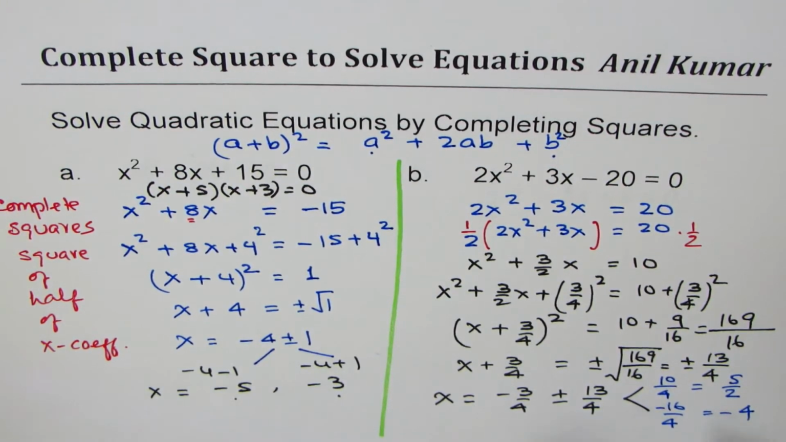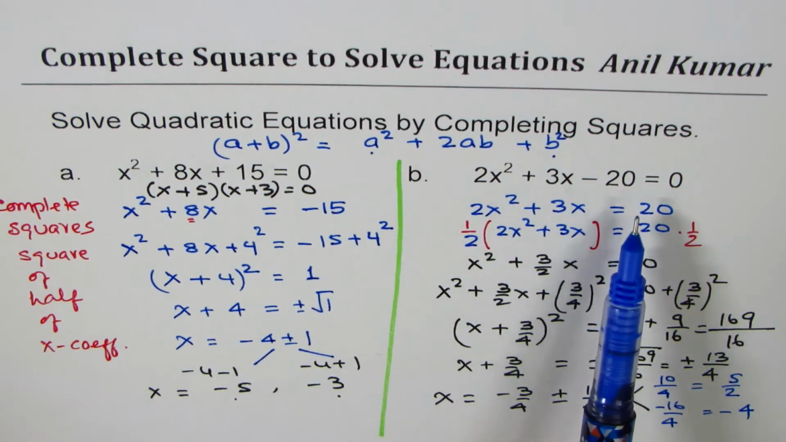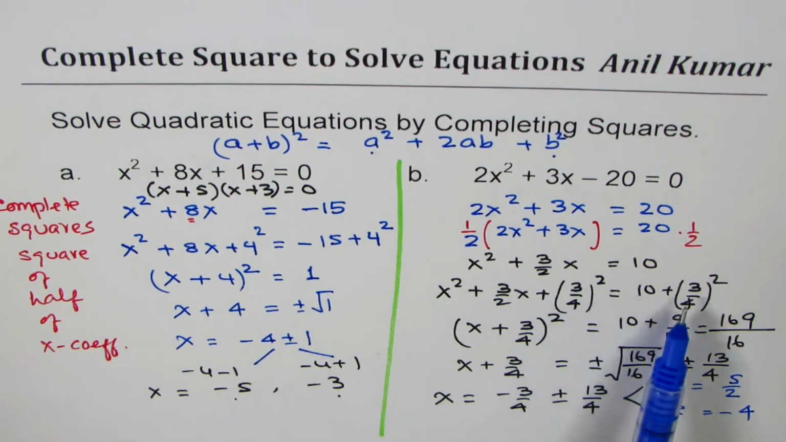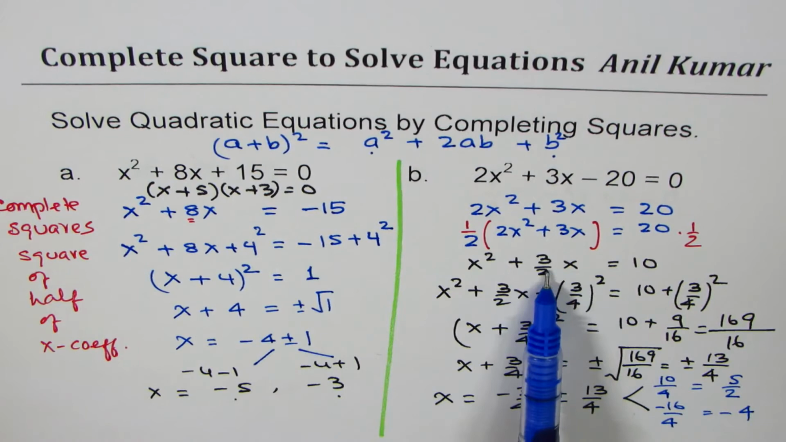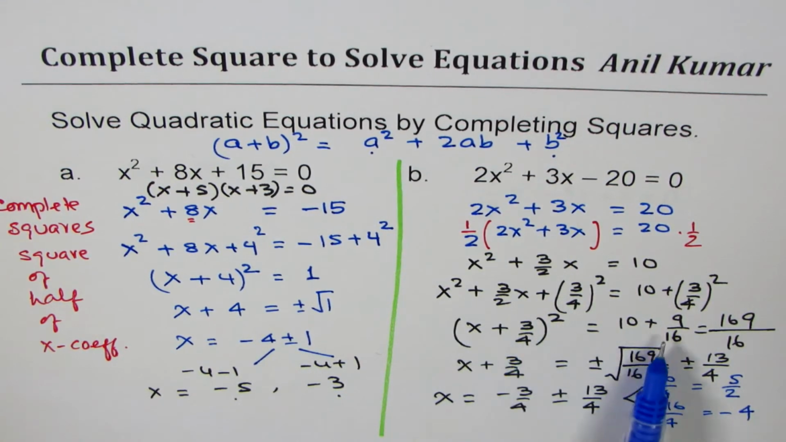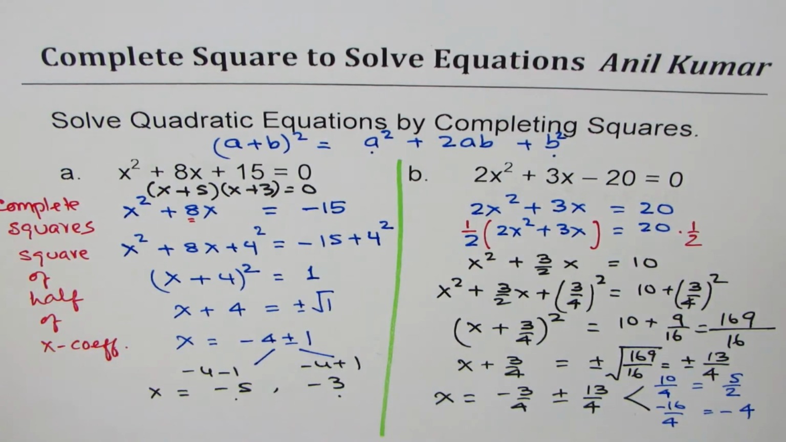So the steps involved are: divide by the leading coefficient, then add to both sides the square of half of the coefficient of x. That makes a perfect square, and then solve your equation as shown. Perfect. Now let's move on to the other two examples.